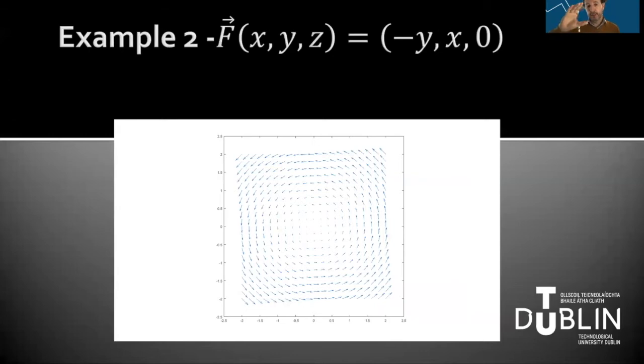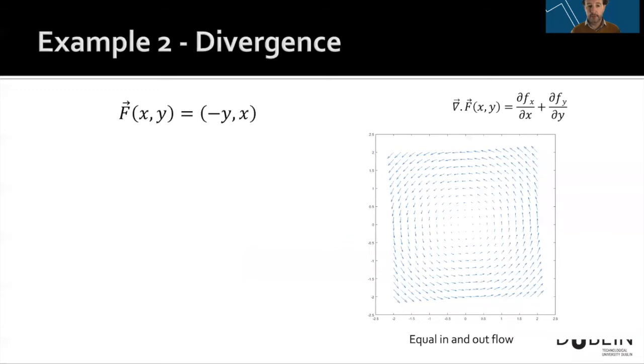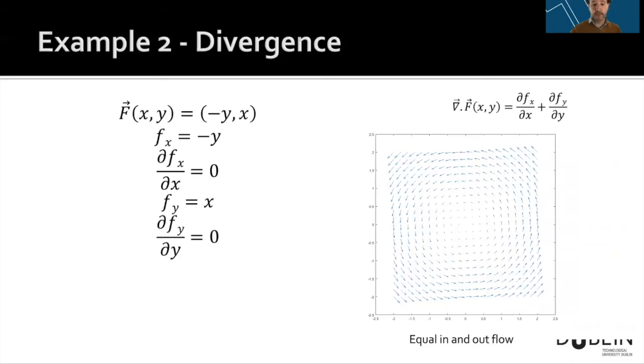Here we have a rotational one. Once again, I'm going to ignore the z part, but you see it's moving like that. If something's just spinning around in orbit, is there expansion and contraction? No, unless it's disturbed. Once again, let's work our way through the example. F(x, y) is equal to (minus y, x). So the x directional part is minus y. The derivative of that with respect to x is 0. The y directional component is just x. The derivative of that with respect to y is 0.